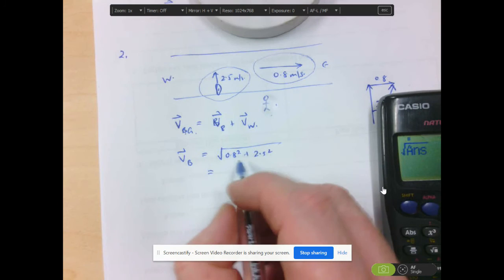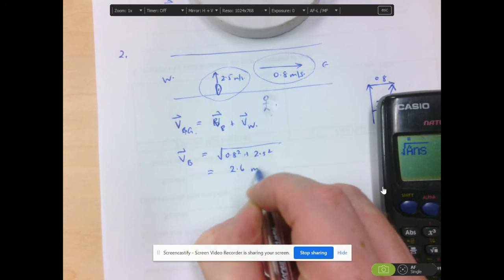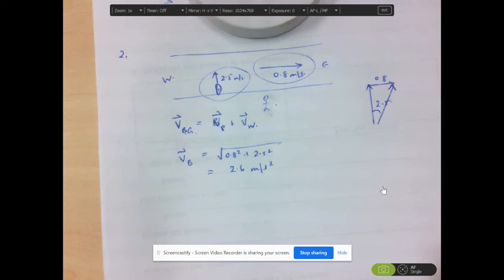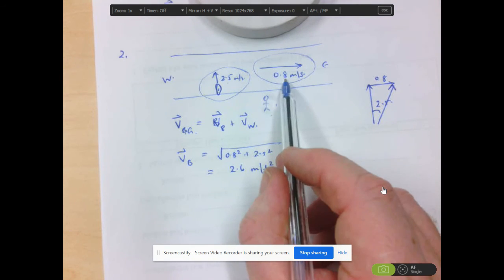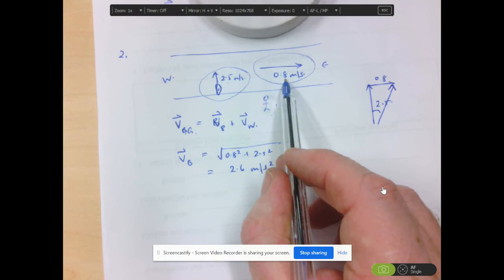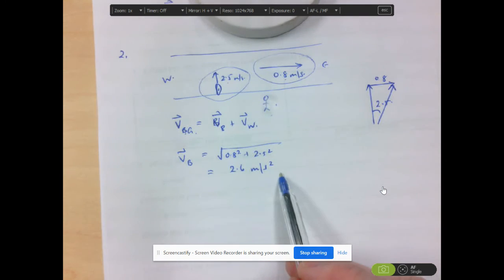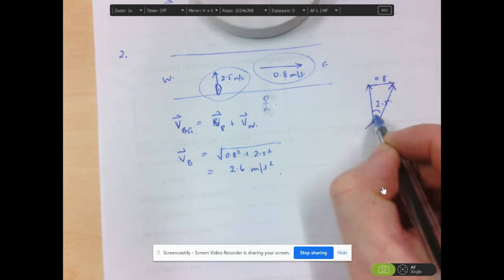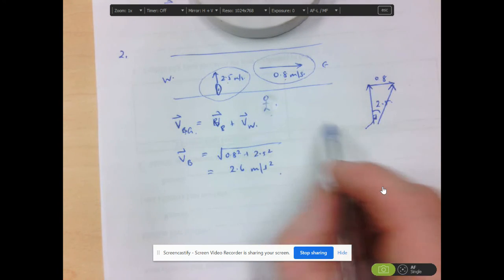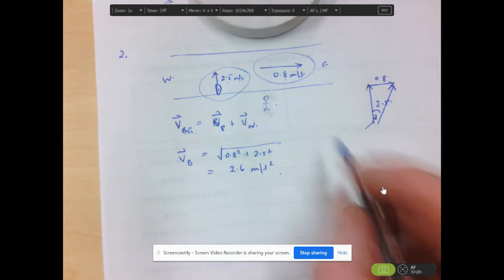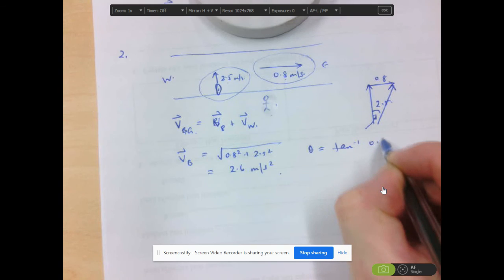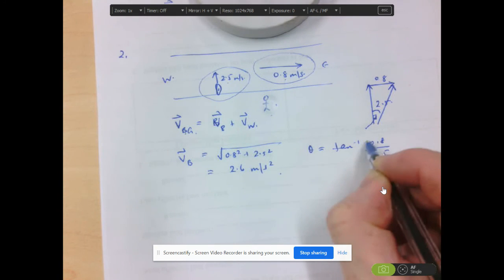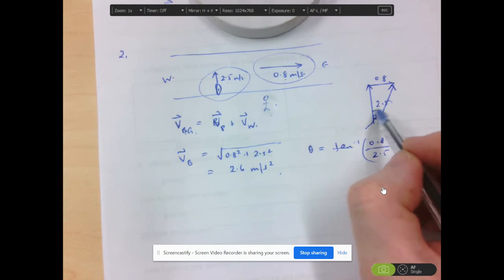The boat will be moving at 2.6 meters per second relative to the ground, because it's not just moving with its own velocity, it's also moving with the velocity of the water. Its overall velocity would be 2.6, and it would be tilted towards the downstream by an angle. So theta would equal tan to the minus 1 of 0.8 on 2.5.